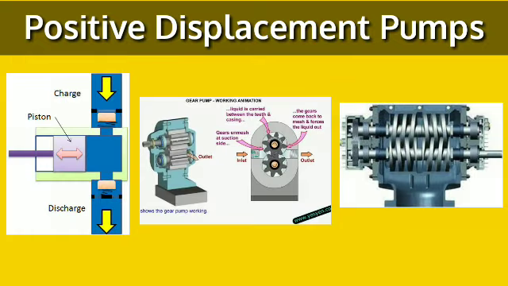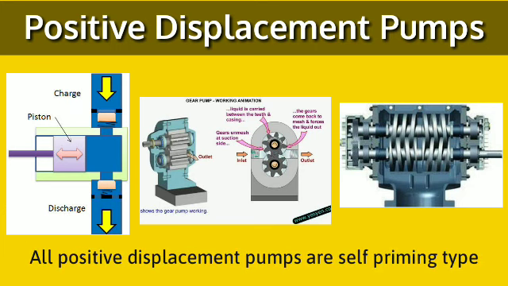Now let's move to pumps. First we will discuss positive displacement pumps. On ship, three types of positive displacement pumps are used. Number one is reciprocating pump, number two is gear pump and number three is screw pump. All these pumps are self-priming type. This is their biggest advantage.